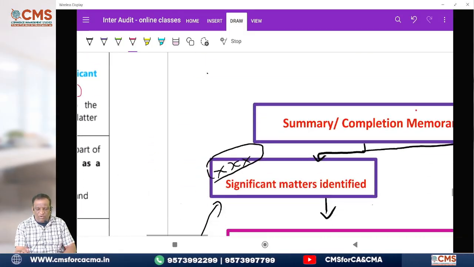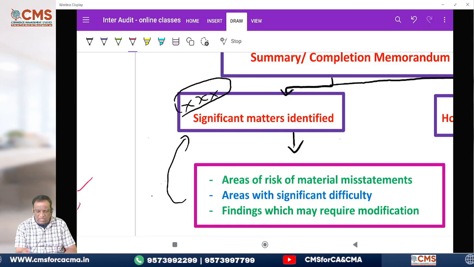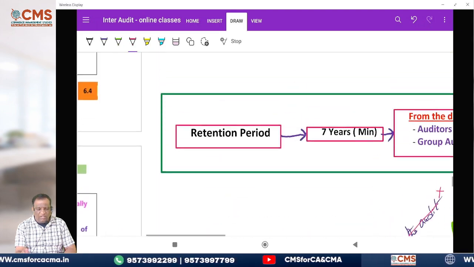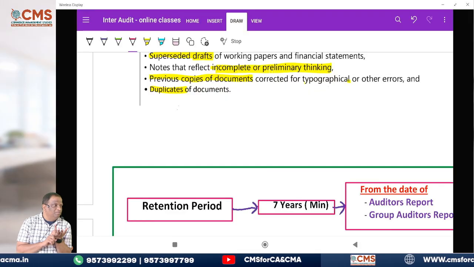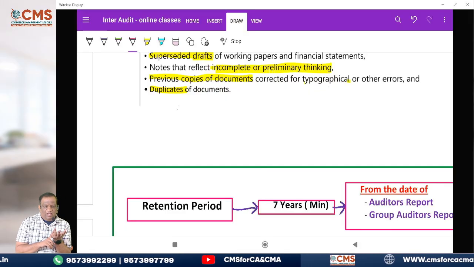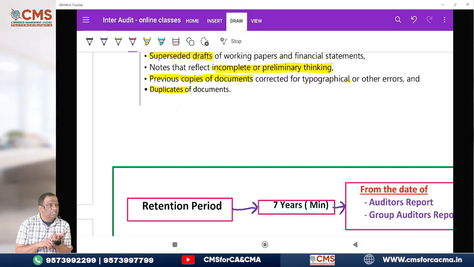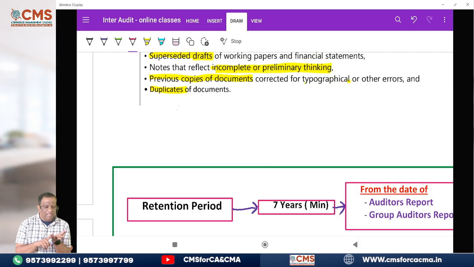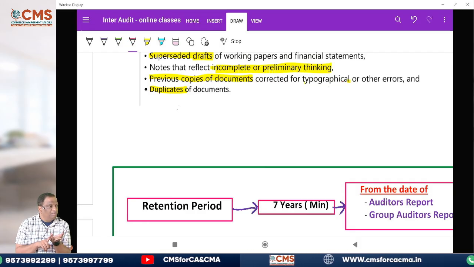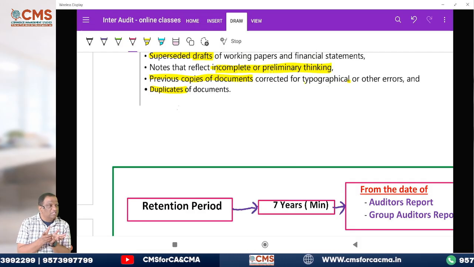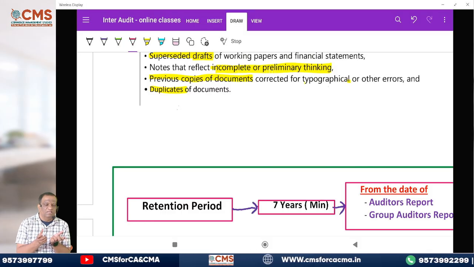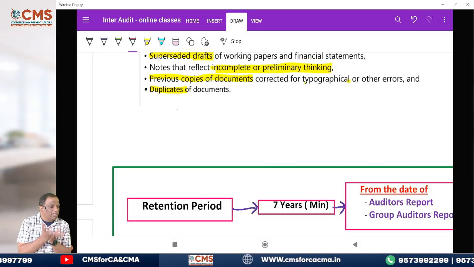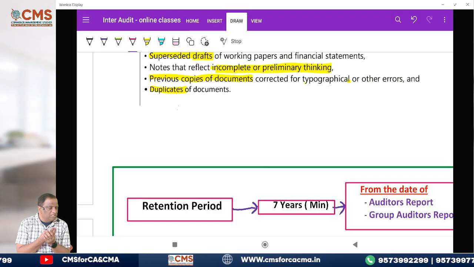Before I go to the summary or completion memorandum, one last time, repeat the timelines. What are the two timelines that you have? 60 days and 7 years. What is 60 days for? Assembly. And what is 7 years for? Retention. Which is minimum, which is maximum? 60 days is maximum and 7 years is the minimum. Now, what is permitted or not permitted within that 60 days?